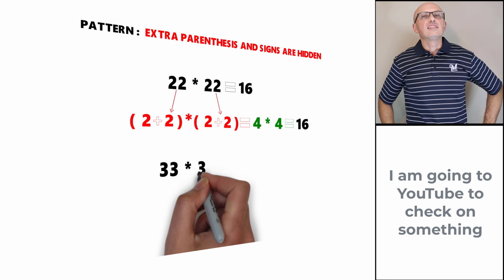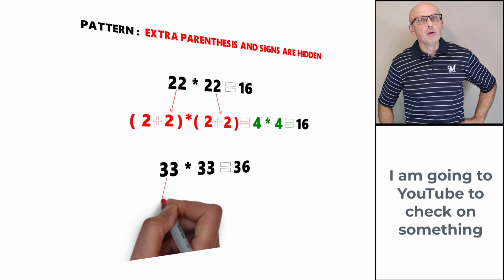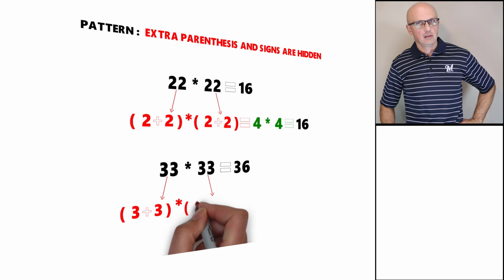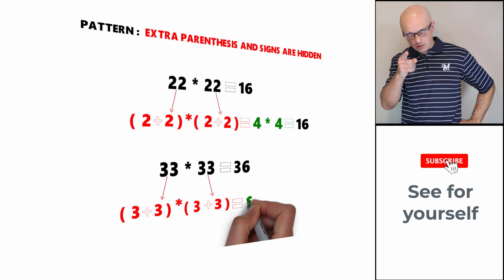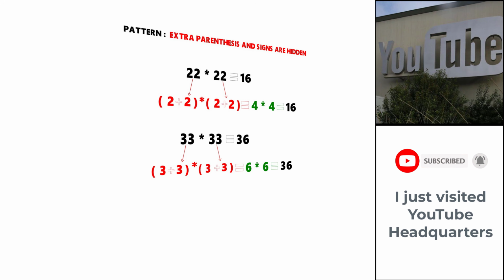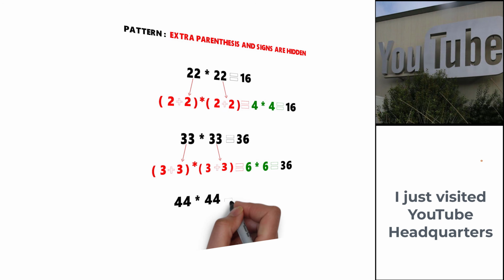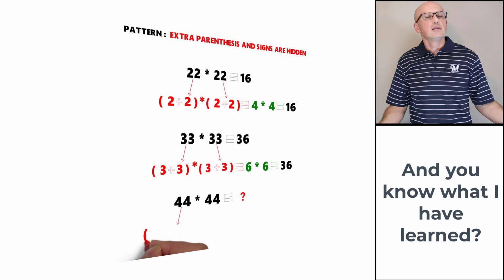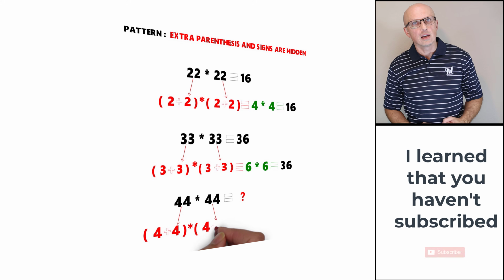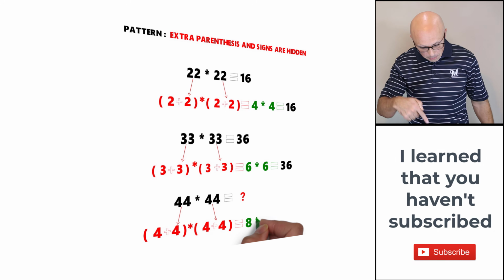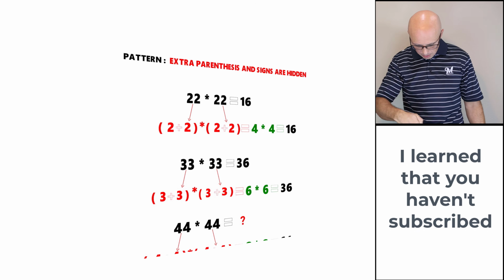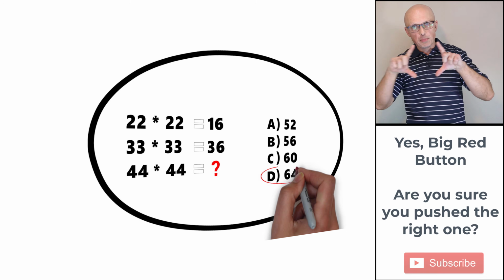Same thing with 33 by 33. If you add in parentheses 3 plus 3, multiplied by another set in parentheses 3 plus 3, you will be multiplying 6 by 6 and the result will be 36. So the correct answer here is the set in parentheses 4 plus 4 multiplied by another set in parentheses 4 plus 4, which would be the multiplication of 8 by 8, and the end result of this would be 64. So the correct answer here is choice D, 64.